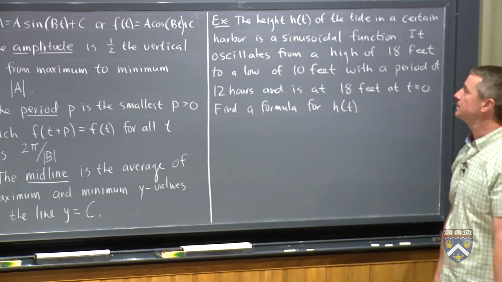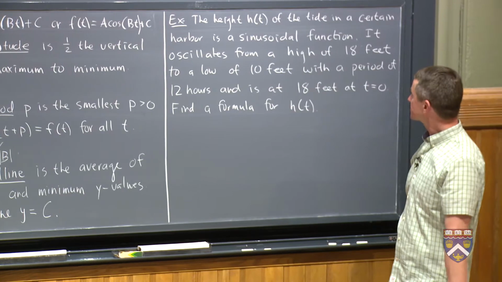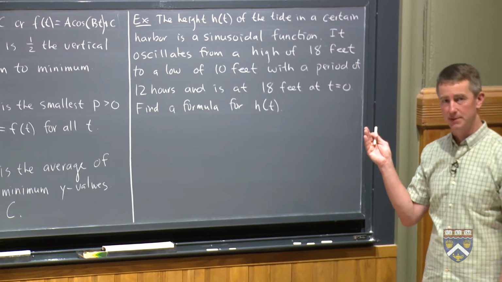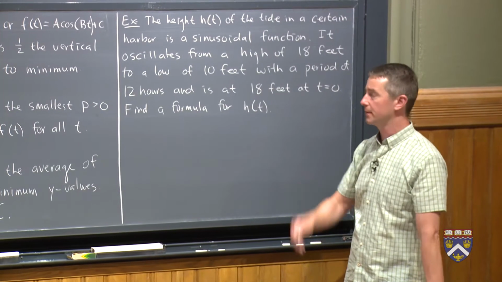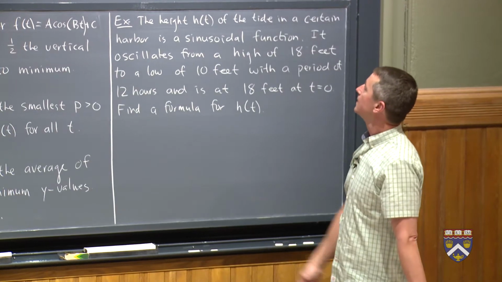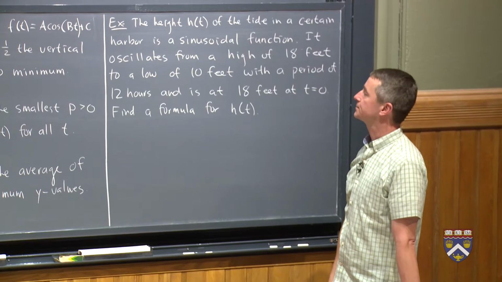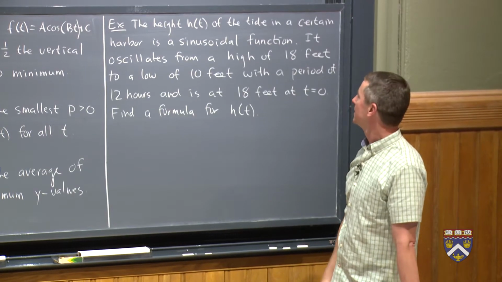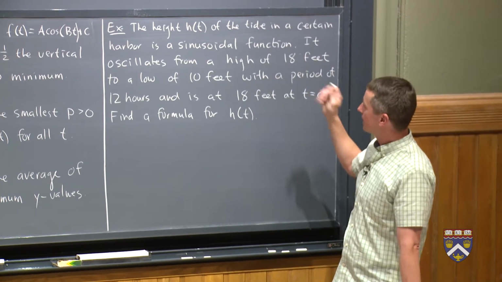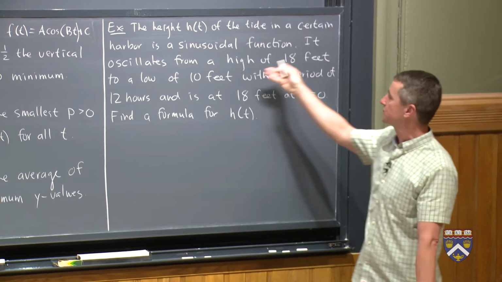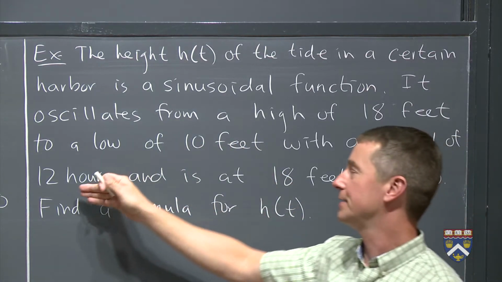So now that we've got these three words defined, let's try to put them into practice, as we always like to do in this class, with a word problem. So many things in real life, as we discussed, behave sinusoidally, repetitively, periodically. One thing that does this is the height of the tide in a certain harbor. It's a sinusoidal function. It goes from a high of 18 feet to a low of 10 feet. And the period is 12 hours.